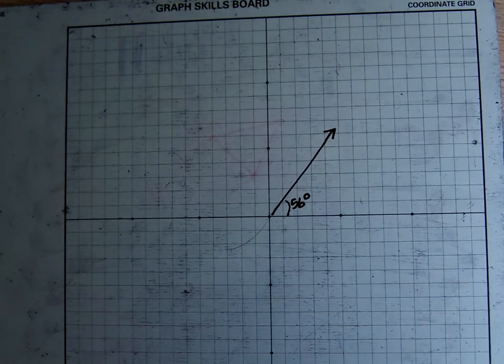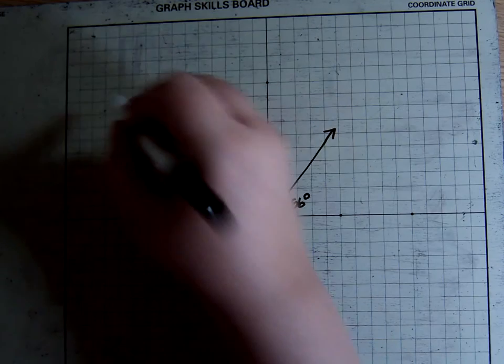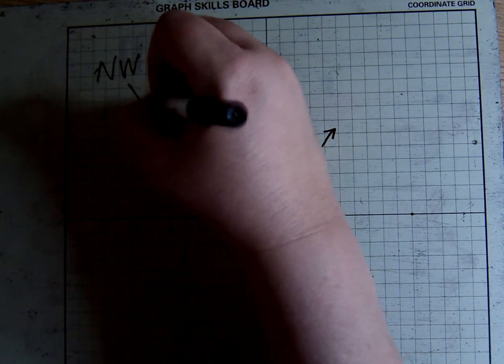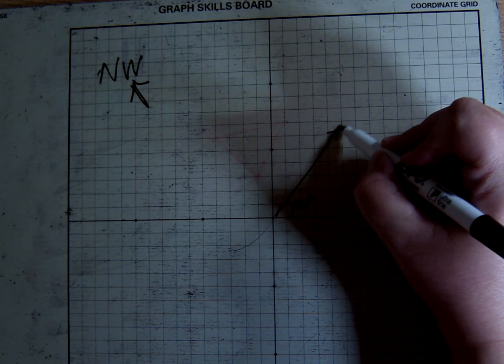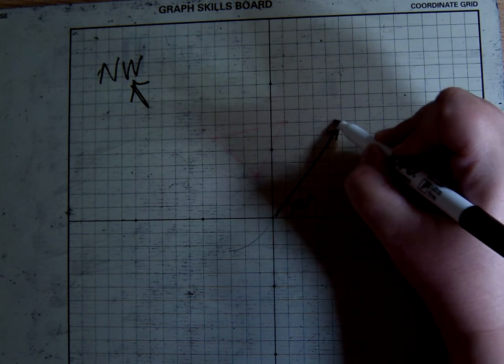Helps people see the paper. And it counters a wind which is blowing to the northwest. Okay, it doesn't say from the northwest. It says it's blowing northwest. So that means it's going, here's northwest. It's blowing toward that. Okay, so I'm going to start here and I'm going to go that way.